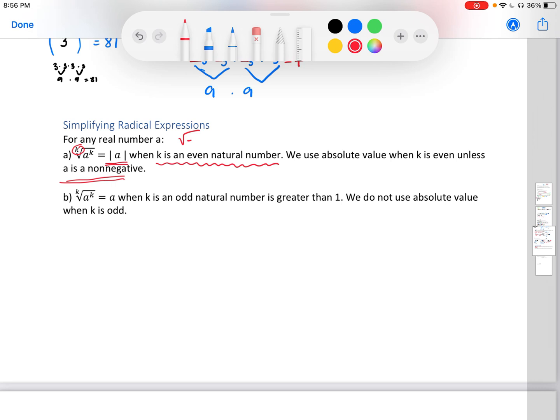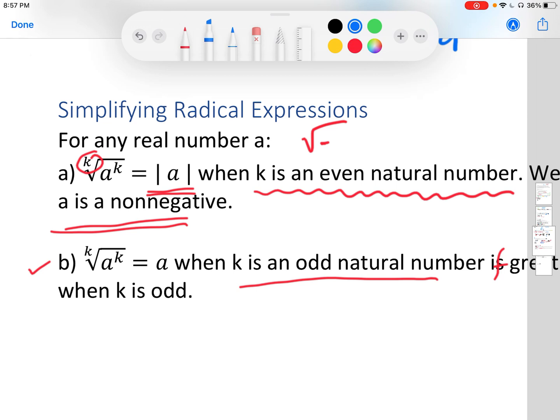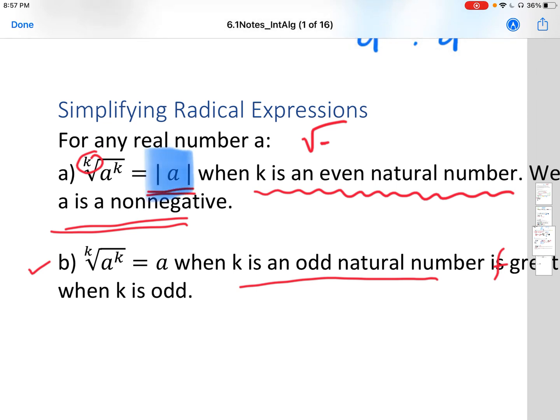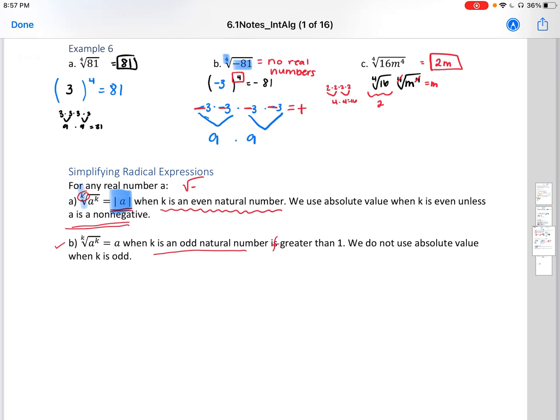We need to have that in our instructions. B. The kth root of a to the k equals a when k is an odd natural number greater than 1. We do not use the absolute value when k is odd. So in this case, notice the main difference. I have to worry about potentially writing an absolute value when my exponent is even. If not, it's not an issue to worry about because I can take the odd root of a negative number.